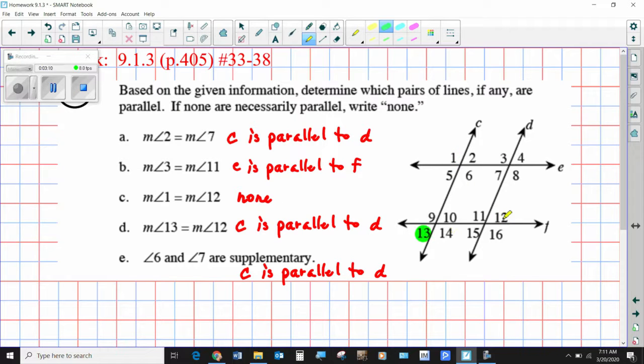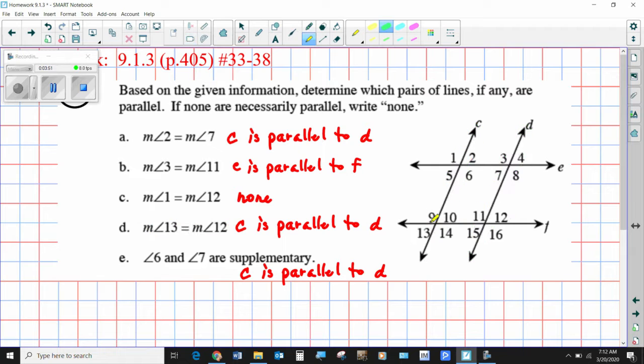Angles 13 and 12, okay, well, these happen to be alternate exterior angles because they're on the outside of the parallel lines. But you could also say that angle 13 is congruent to angle 10 because they are vertical angles. And angle 10 and angle 12 are corresponding angles. And so if 13 is congruent to 10, and 13 is congruent to 12, then 10 must be congruent to 12. Therefore, these are corresponding angles on a transversal being equal, and lines C and D must be parallel to each other.